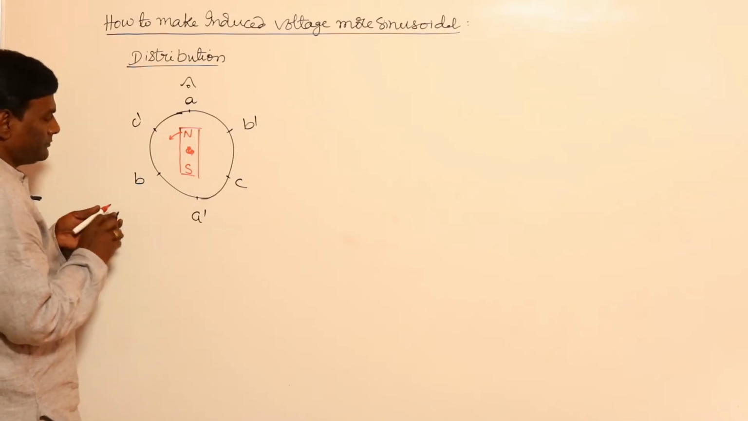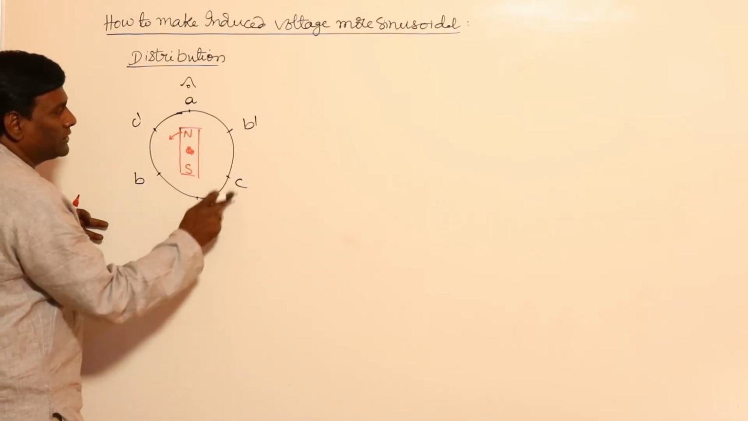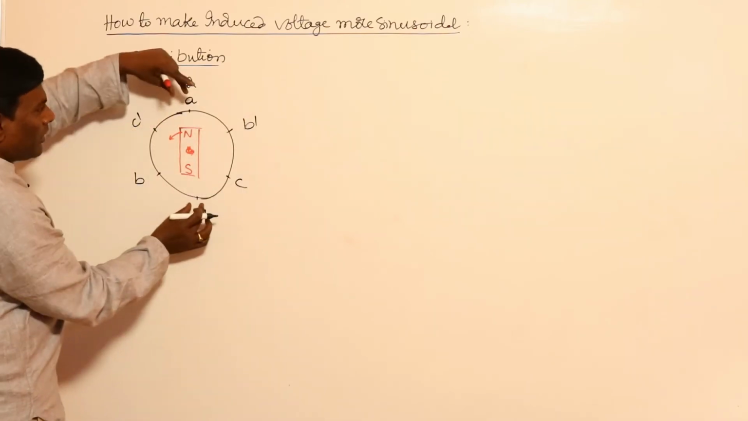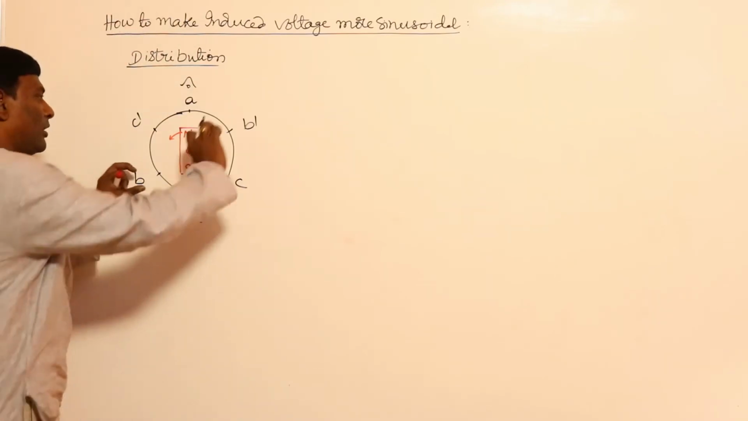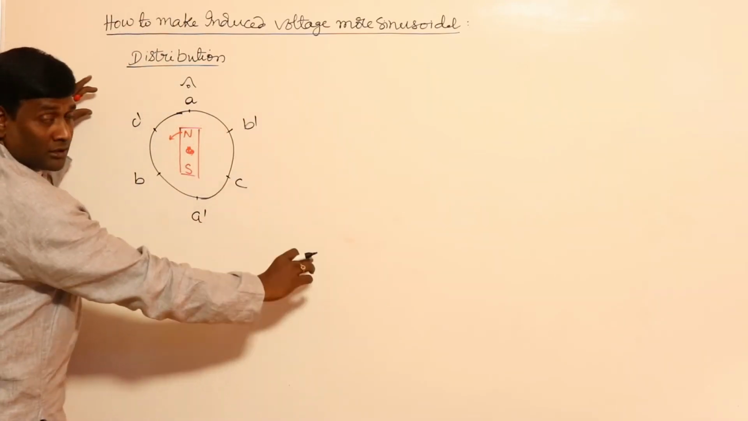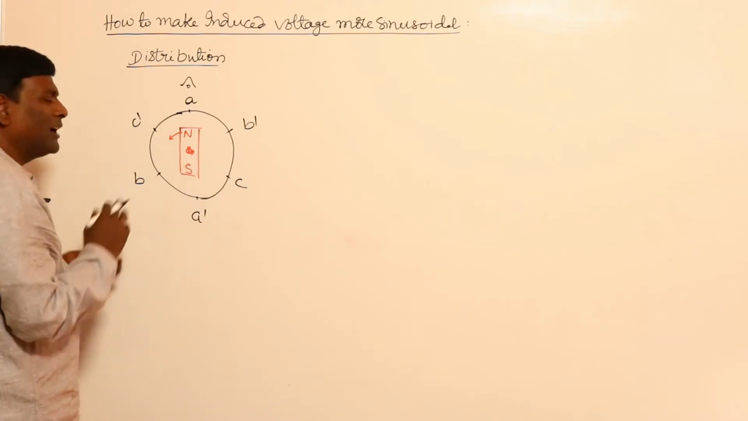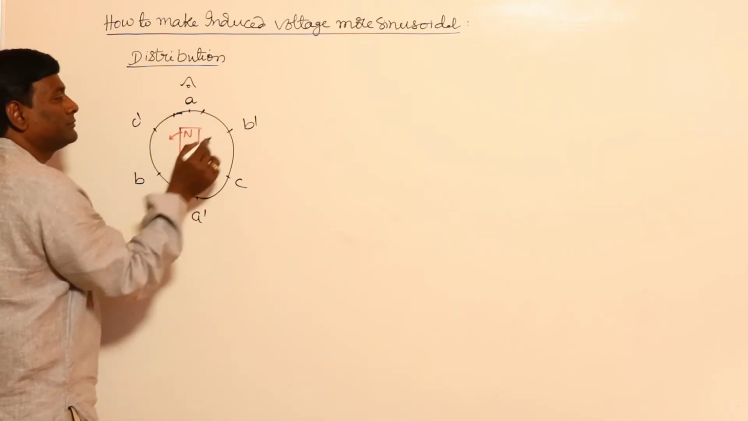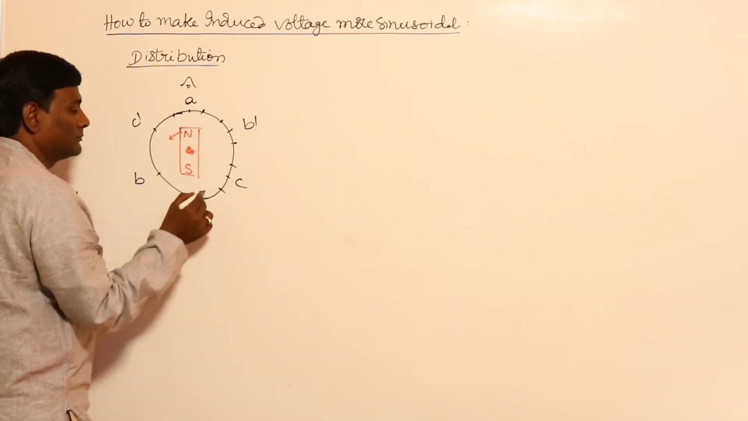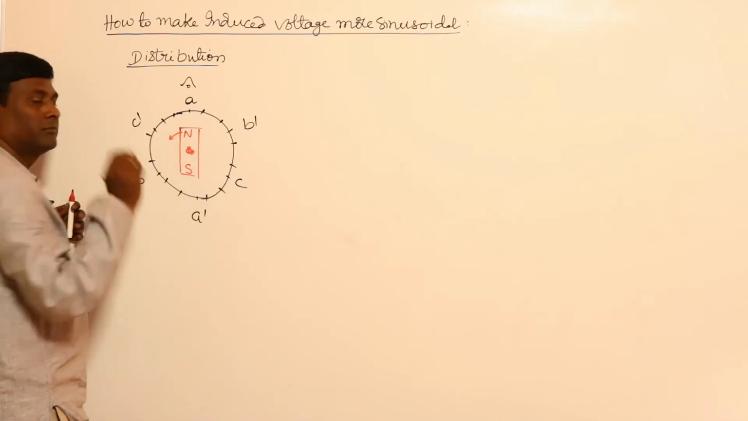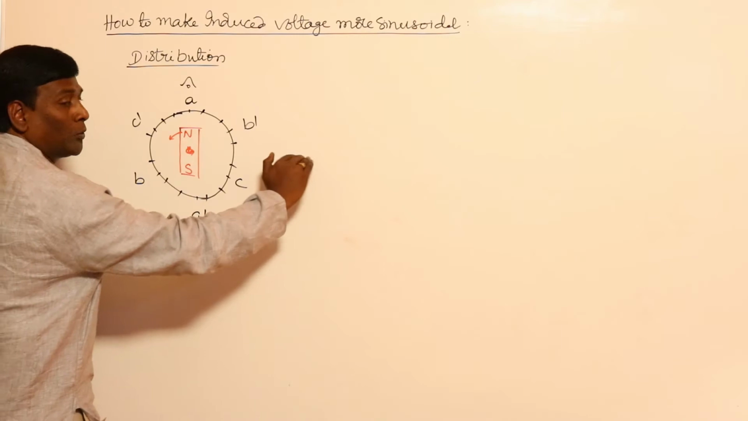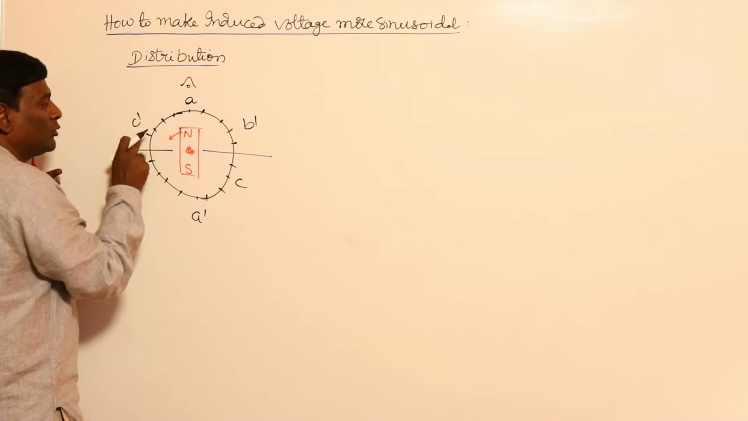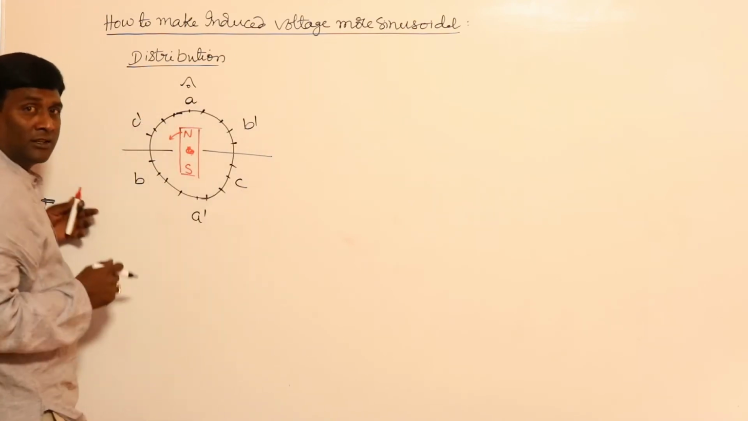Now see here, for example, if I have 1, 2, 3, 4, 5, 6, if I have only 6 slots, I can keep all the conductors of A dash here, all the conductors of B dash here, and all the conductors of C dash here. But normally I don't have only 6 slots, I'll have a very large number of slots. So under one pole, how many slots are there now? This is going to be one pole area. Under one pole area, 1, 2, 3, 4, 5, 6, 7, 8, 9 slots are there.